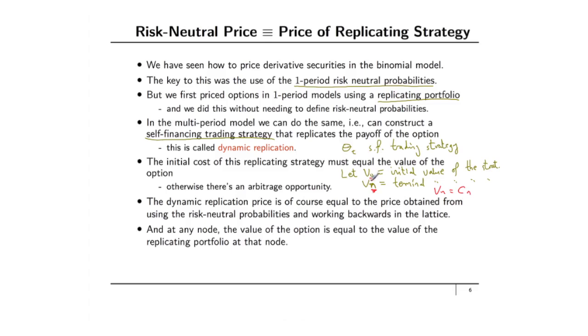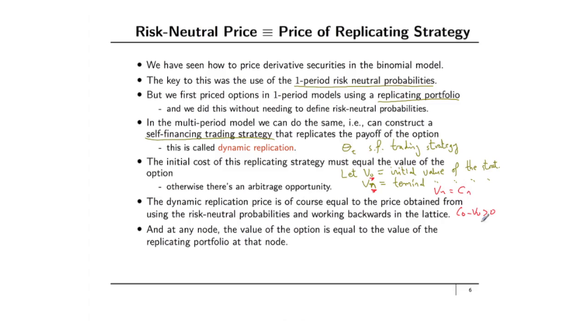Otherwise, there would be an arbitrage strategy. For example, if V0 was less than C0, you could buy V0, buy the self-financing trading strategy at time 0, sell the option at time 0, so you would make money for nothing. You would get C0 minus V0, which is greater than 0. And then at maturity at time n, Vn would be equal to Cn, so the cash flows would cancel each other out at time n, and that would be an arbitrage.